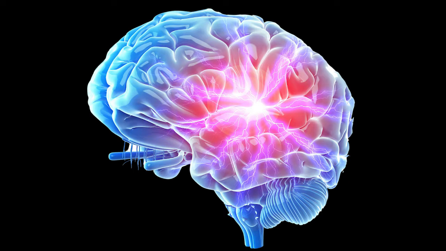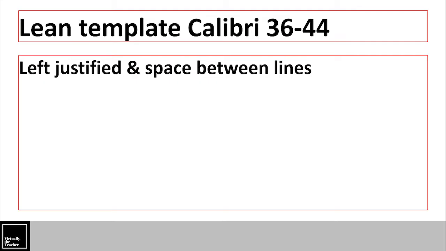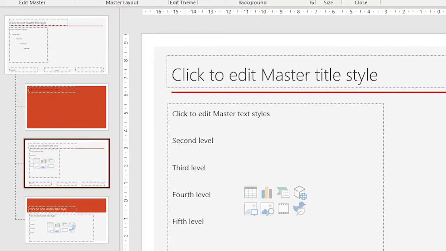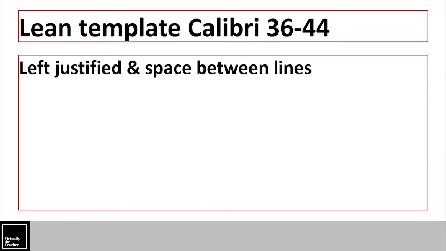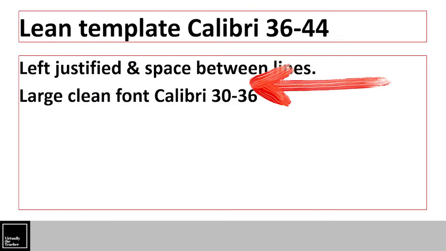Because our brains try and find the easiest and simplest way to organize and understand information, we need to design our slides that are lean and clean. PowerPoint templates can be quite complex and quite messy, so I've just created my own slide here with my own text parameters and sizes. It's easier to read when everything is left justified, so put your body text directly under your heading and use a small space between lines.